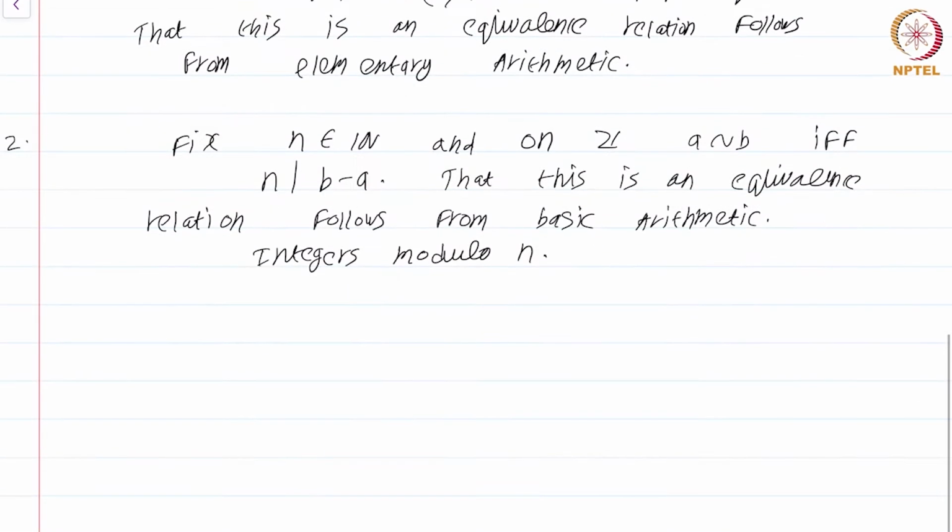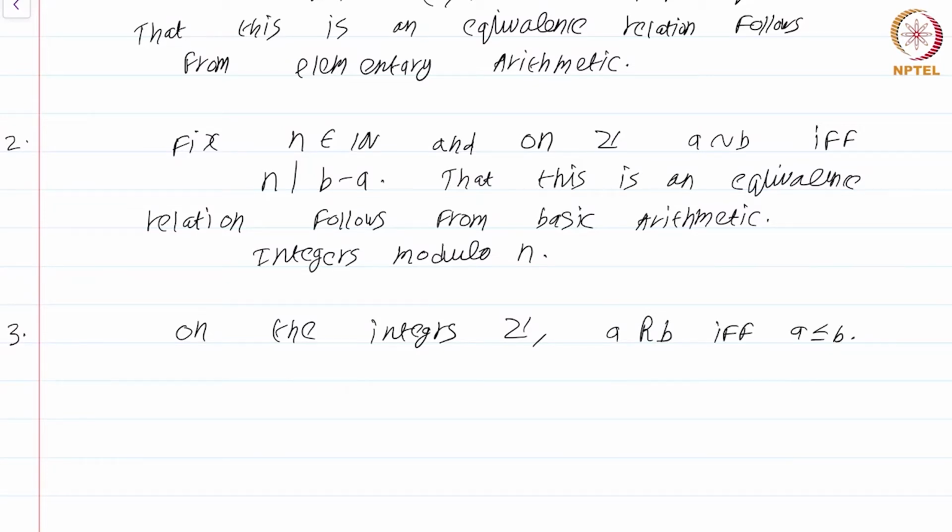Okay. So, let me give another example of an equivalence relation. On the integers, put an equivalence relation, not an equivalence, put a relation, sorry about that. I will give a non-example now. On the integers, put a relation that a is related to b if and only if a is less than or equal to b. We have put a relation R on the integers where a is related to b if and only if a is less than or equal to b.